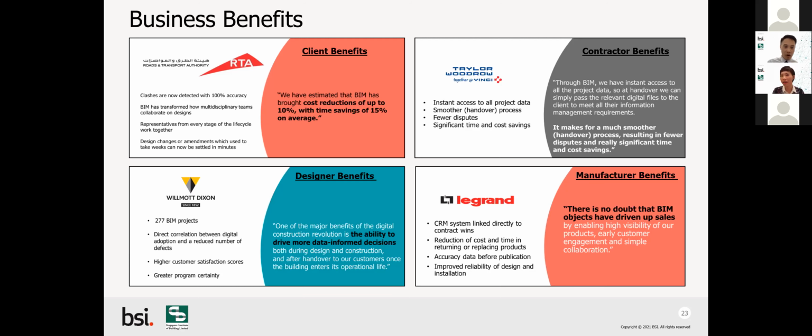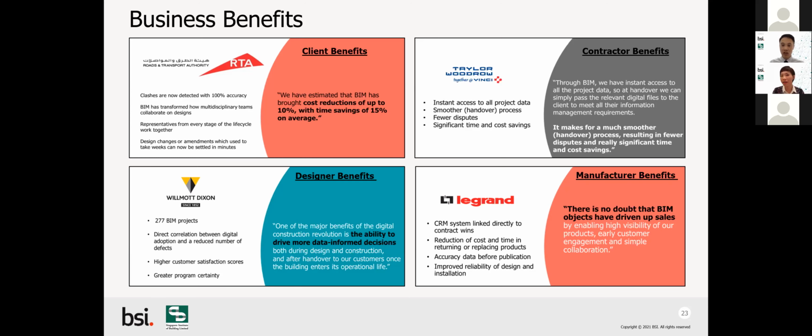And Wilmot Dixon, on the bottom left-hand corner, a designer in the UK, having implemented BIM, found that they could make more informed decisions on a timely basis. When information comes to them, it is live and timely, and they can respond to it quickly to approve and so on. So this definitely helps in reducing time and increasing productivity for the projects.